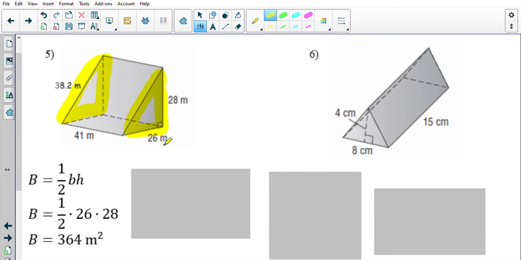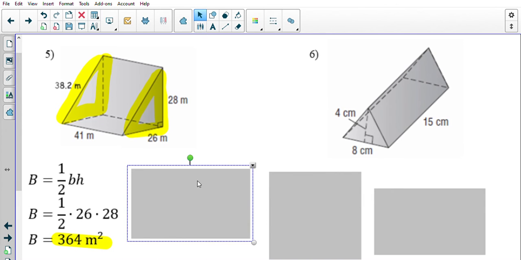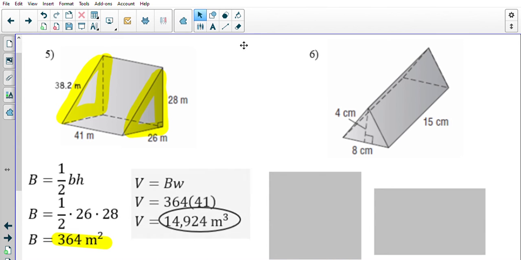The base and height will be 26 and 28 since they intersect at a right angle. Half times 26 times 28 gives me an area of the base of 364 meters squared. To find the volume, we take area of the base and multiply it by the width. The width of this guy is going to be the distance between your 2 triangular bases, which will be 41 meters. So we'll do 364 times 41 to get a volume of 14,924 meters cubed.